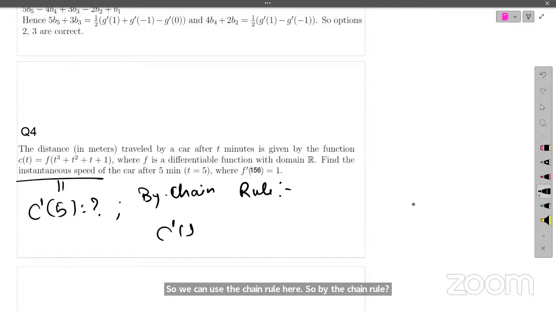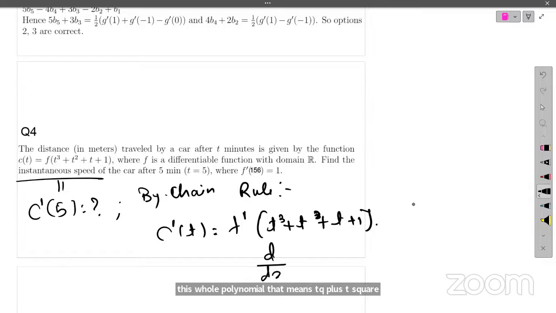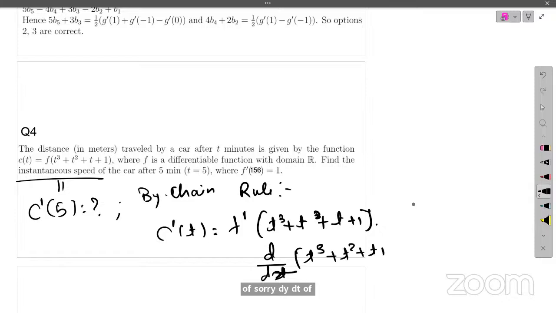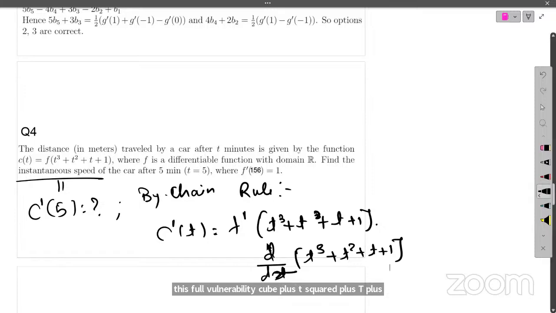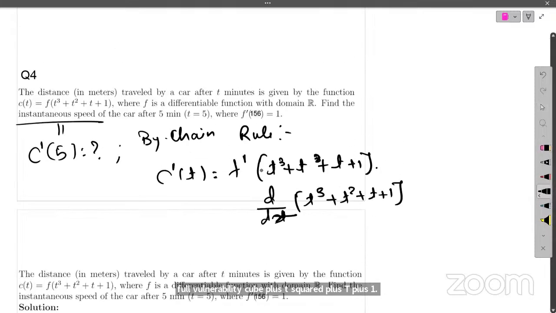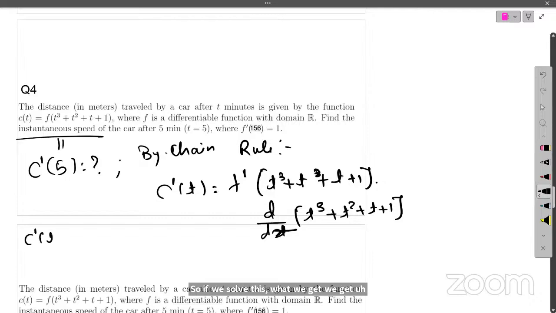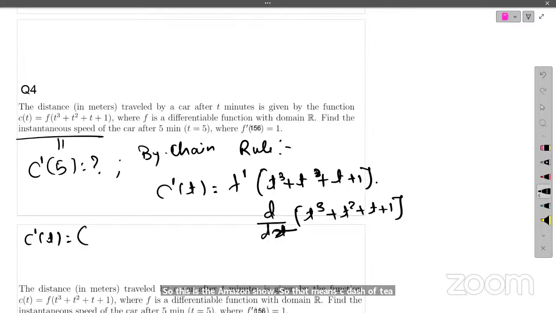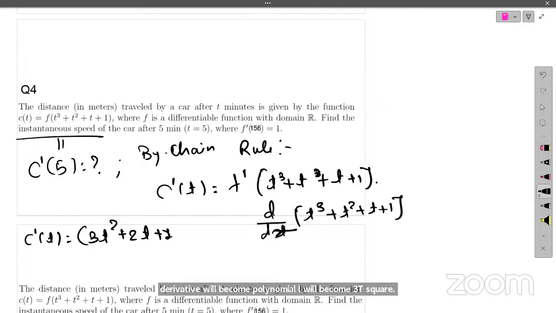By the chain rule, we can say that c dash of t is nothing but f dash of this whole polynomial, t cube plus t square plus t plus 1, times the derivative of this whole polynomial t cube plus t square plus t plus 1. Right? So if we solve this, the derivative of the polynomial becomes 3t square plus 2t plus 1, and the derivative of 1 becomes 0, times f dash of the whole polynomial as it is.